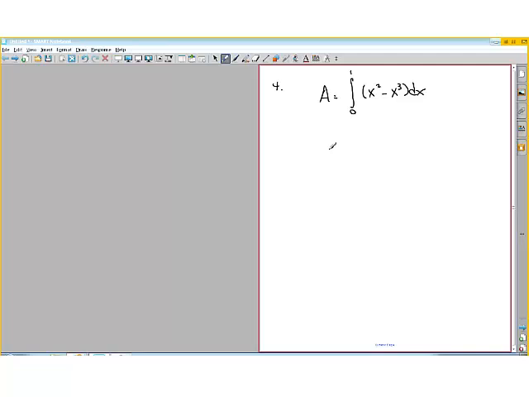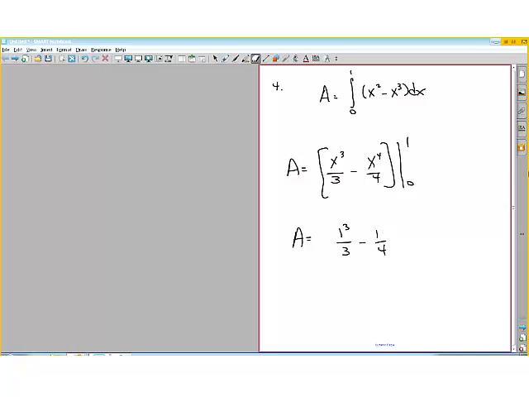Okay, let's go ahead and calculate it. So the integral of x squared is x cubed over 3. The integral of x cubed is x to the 4th over 4. We're going to evaluate that between x equals 0 and x equals 1, which in this case, the 0 part's easy because they go to 0. So all you really have is the upper limit. So you have 1 cubed over 3 minus 1 to the 4th over 4. So that's 1/3 minus 1/4.